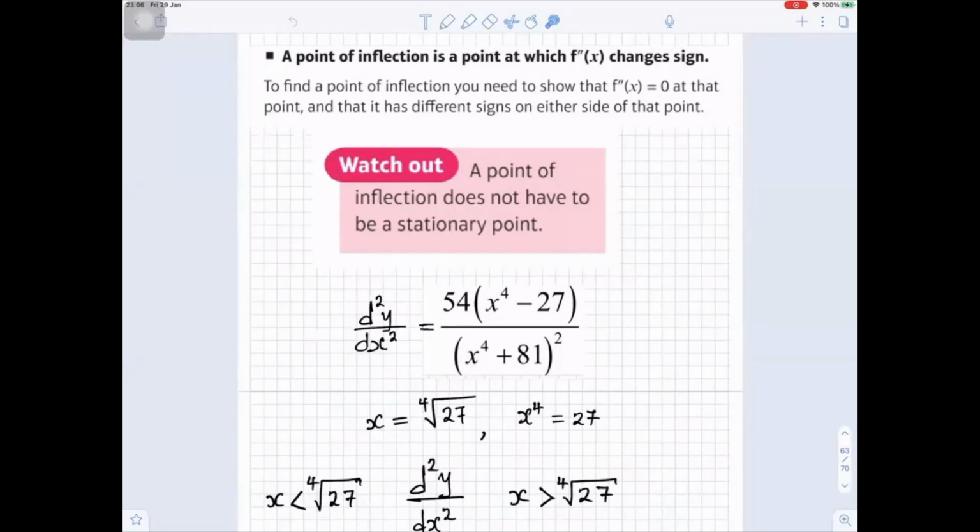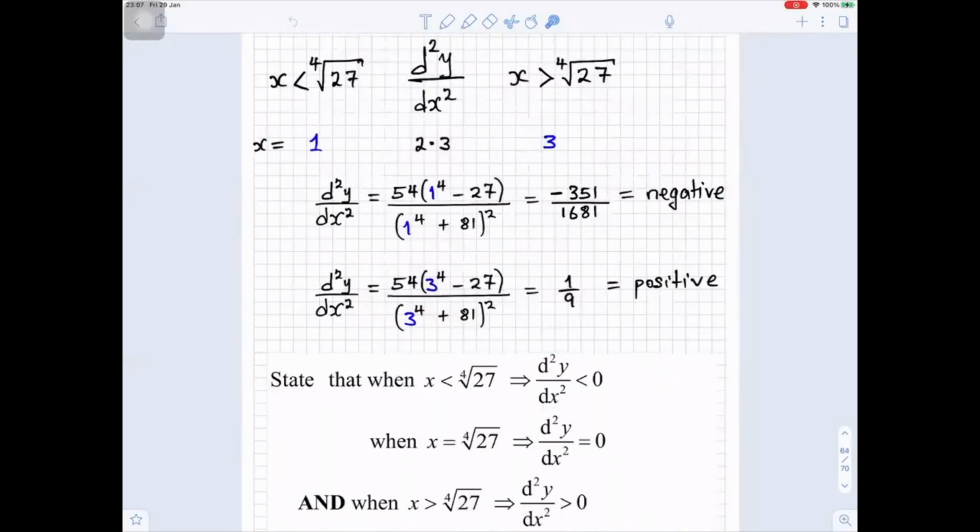So what we're going to do, that's the d squared y over dx squared, and we're going to do it this way. We're going to choose a number which is smaller than the fourth root of 27. The fourth root of 27 was 2.2 something, so we can choose a number smaller, we can choose 1. And we're going to choose a number which is bigger than the fourth root of 27, and we can choose 3. The fourth root of 27 is say 2.3. So we'll try 1 and we're going to put 3.